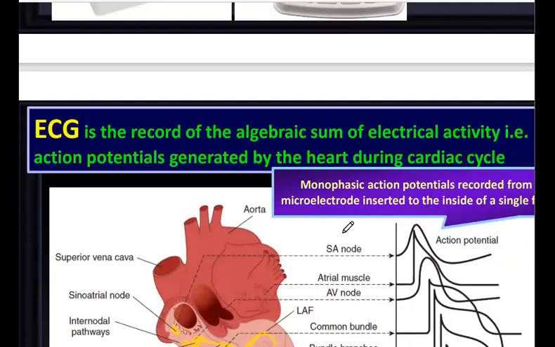So what is ECG? ECG means electrocardiograph. What does ECG mean? The electrical conduction of the heart is represented in a graph. The electrical conductivity of the heart is represented by means of a graph. So this is ECG.